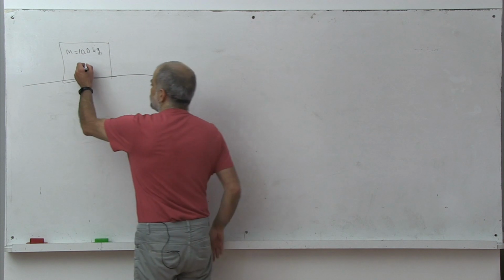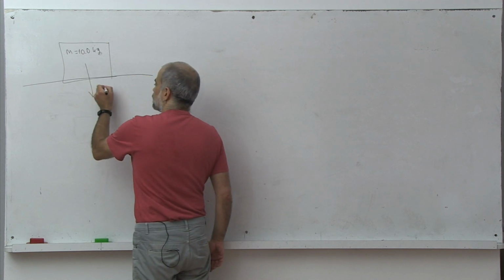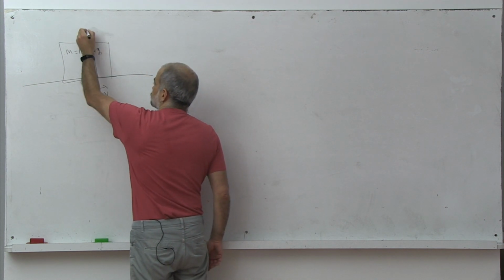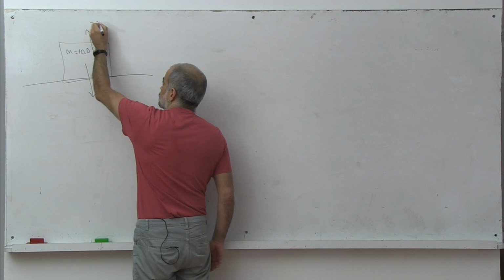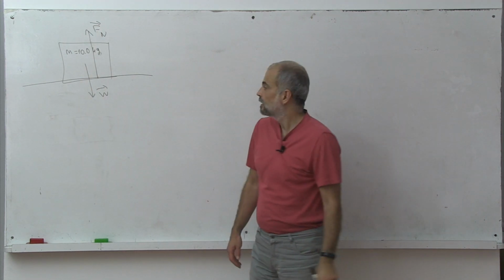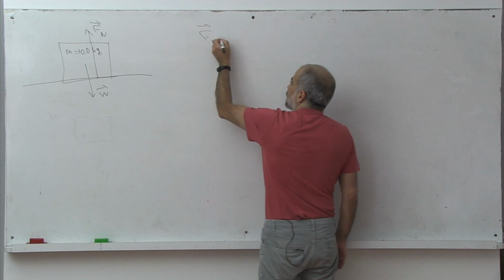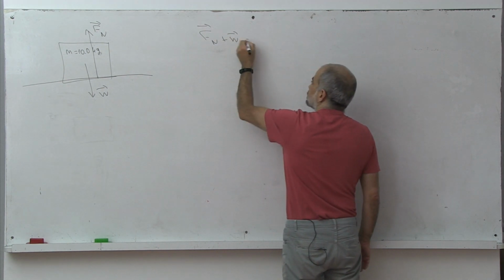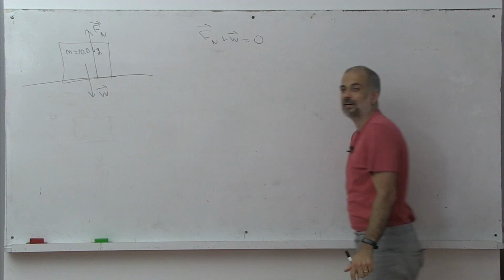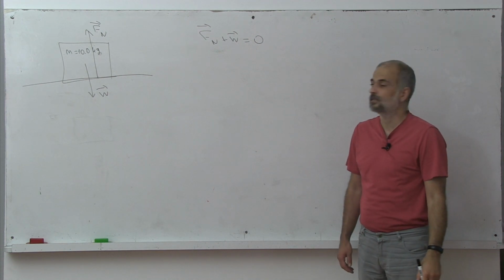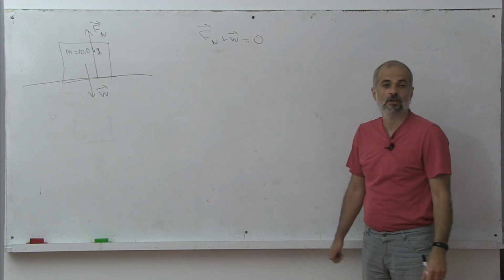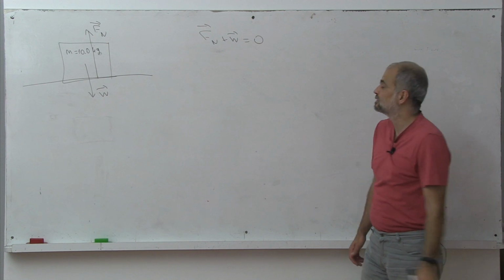One is its weight. The other one is the normal force. There are only these two forces. And we know that the normal force and the weight, the force due to gravity, should sum up to give 0 because our box is not accelerating. The net force should be 0.